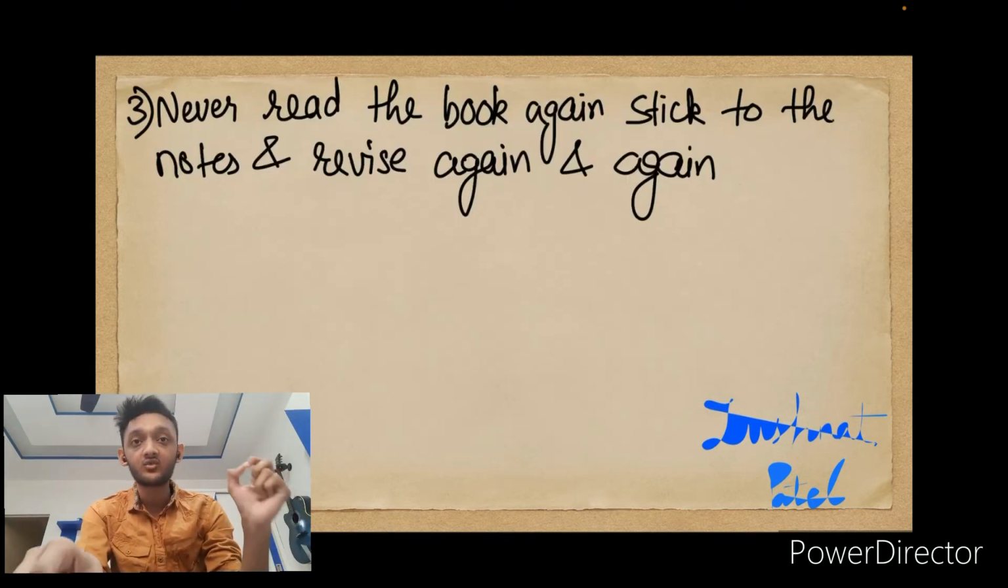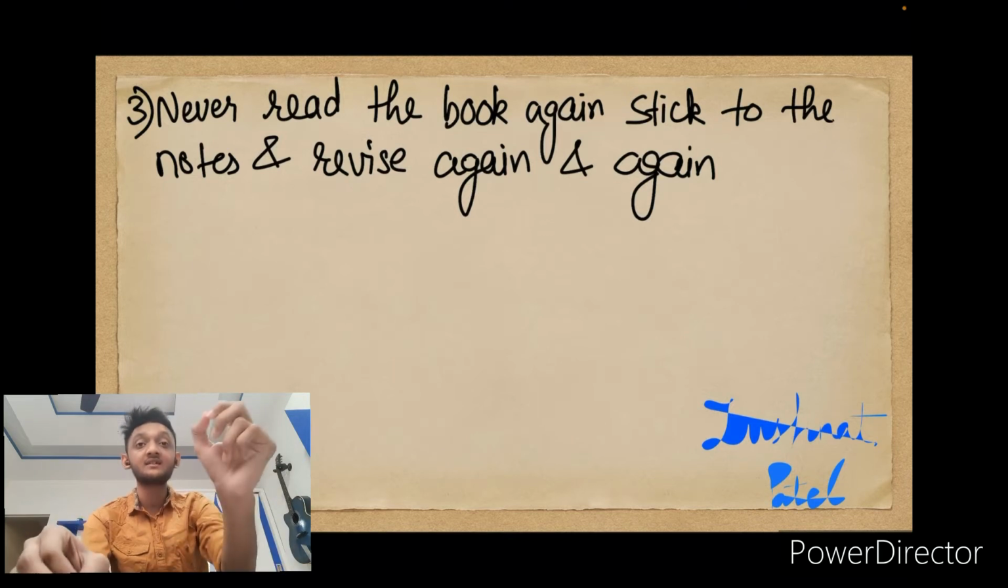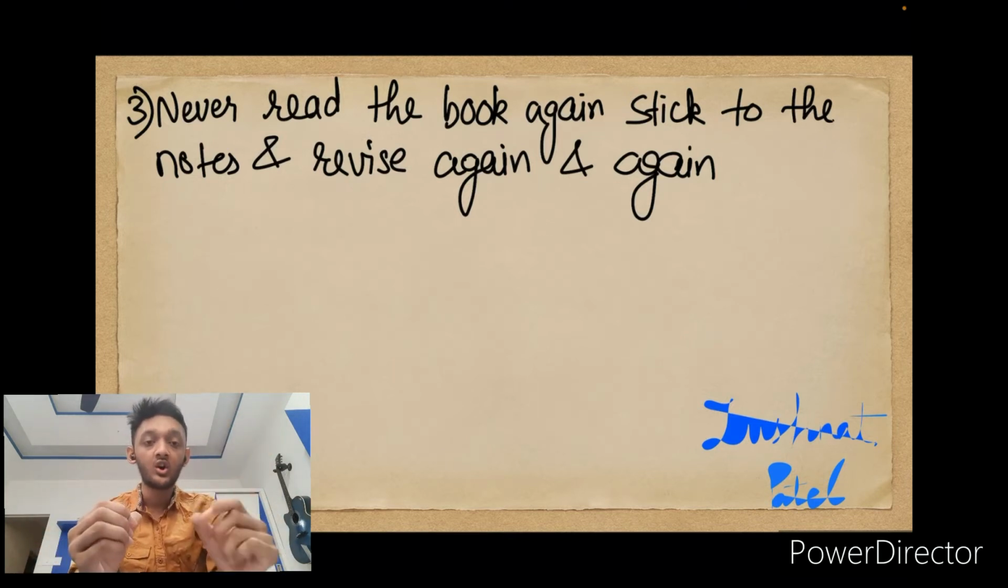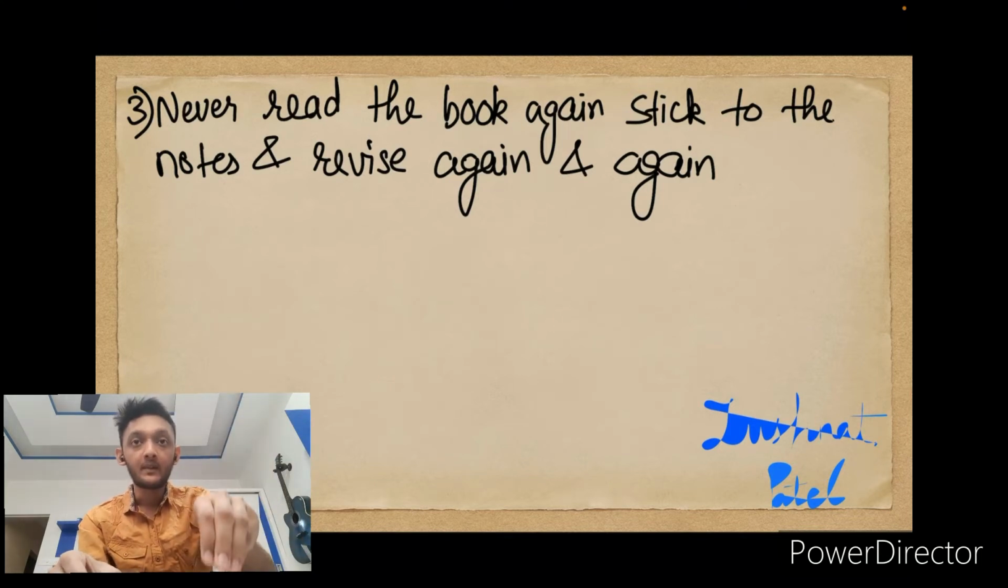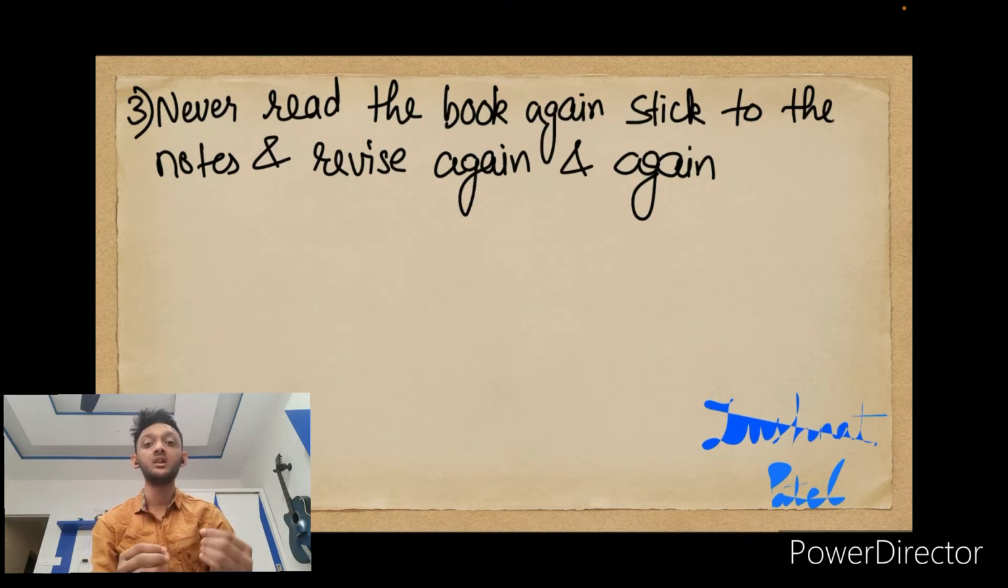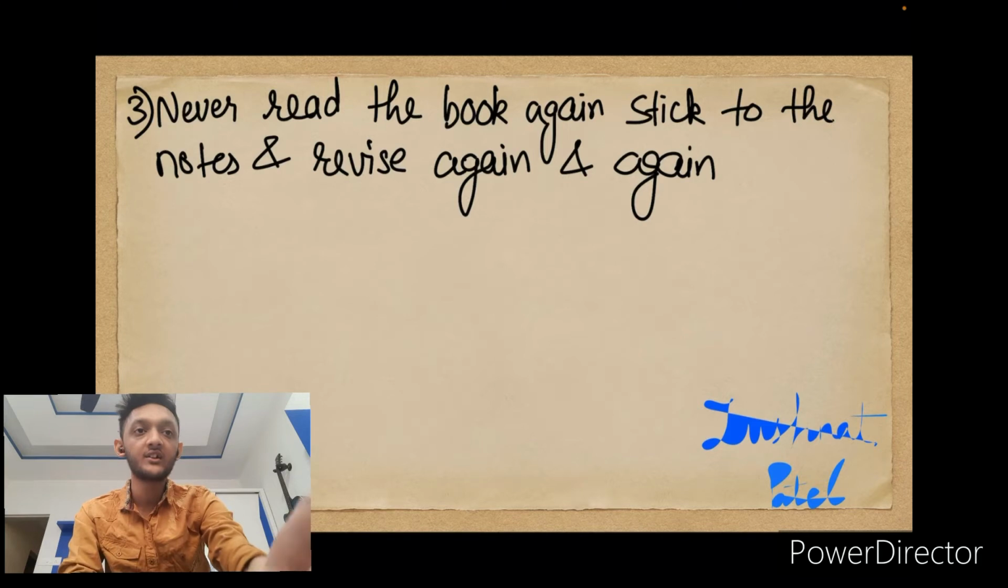Never read the book again, stick to the notes and revise it again and again. And this is a very important point. You should not read the book which you have read again and again. You just need to note down every important point in form of notes. And as I have shown, show in the form of flowcharts, show in the form of tables, show in the form of diagrams, and show in the form of points. Never write paragraphs in your notes. It will help you in revising again and again, and you will take less time for that. Okay, so let's move to next.